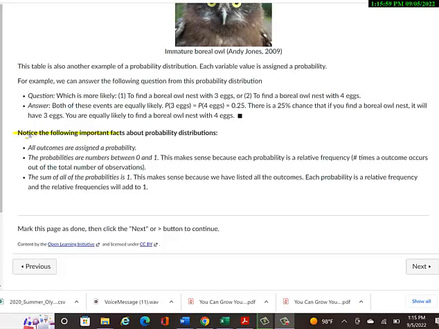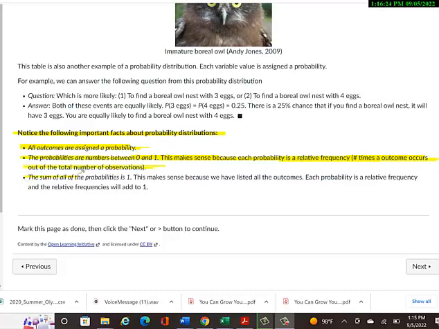Now notice the following important facts about probability distributions as we've seen in the examples above. First, all outcomes are assigned a probability. Also, the probabilities are numbered between 0 and 1. We've seen that before, that probabilities should always be between 0 and 1, some kind of decimal number. This makes sense because each probability is a relative frequency. It's the number of times an outcome occurs out of the total number of observations.